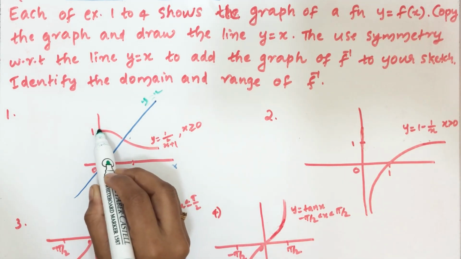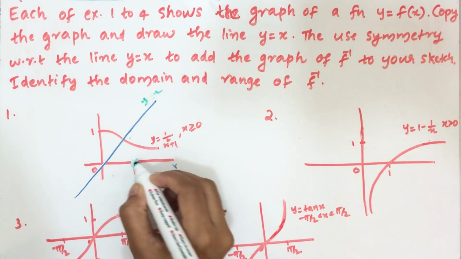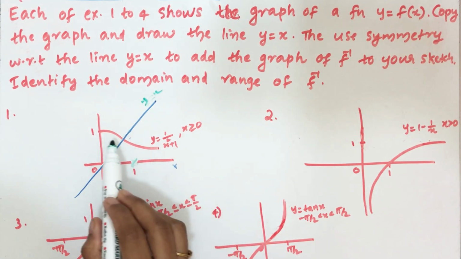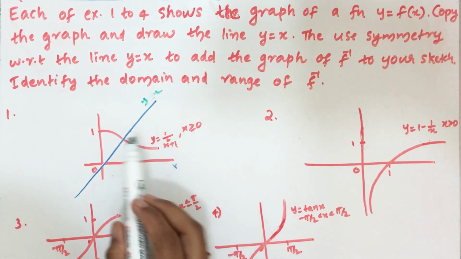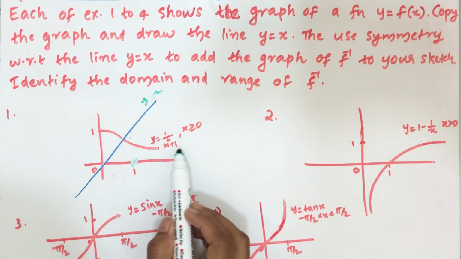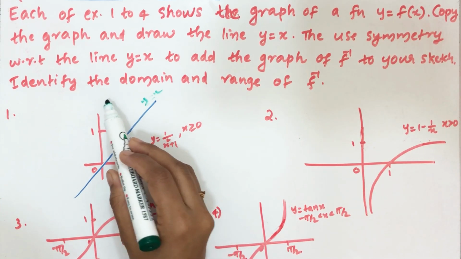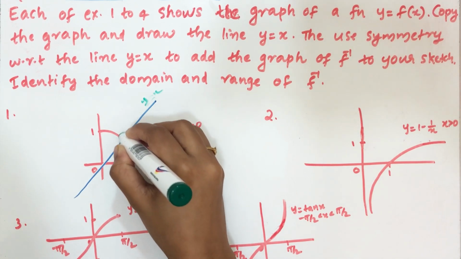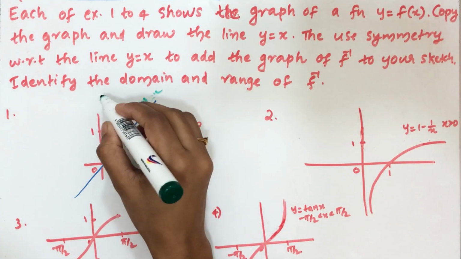See here this point is 0 1 and here that will be 1 0. So instead of this point we will have 1 0. Here the graph goes to infinity on the x-axis and the y-axis goes to 0. So here on the y-axis it will go to infinity and on the x-axis 0. So it will be like this. The graph will be like this. F inverse.